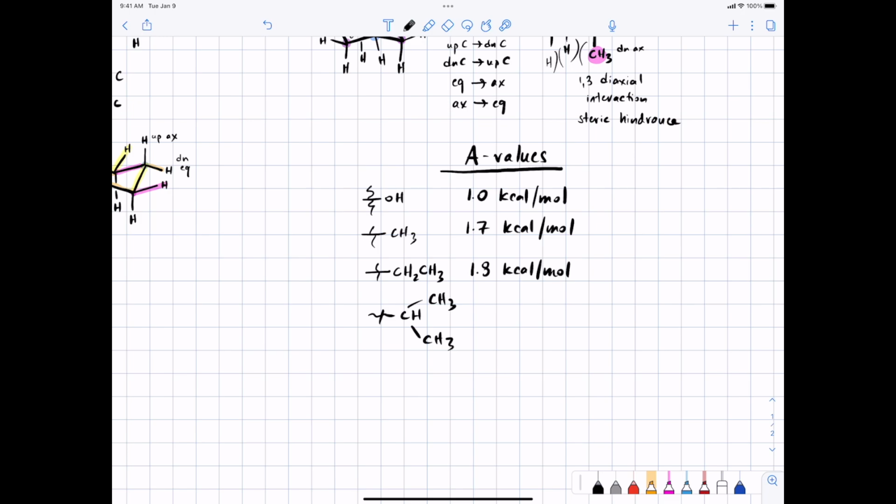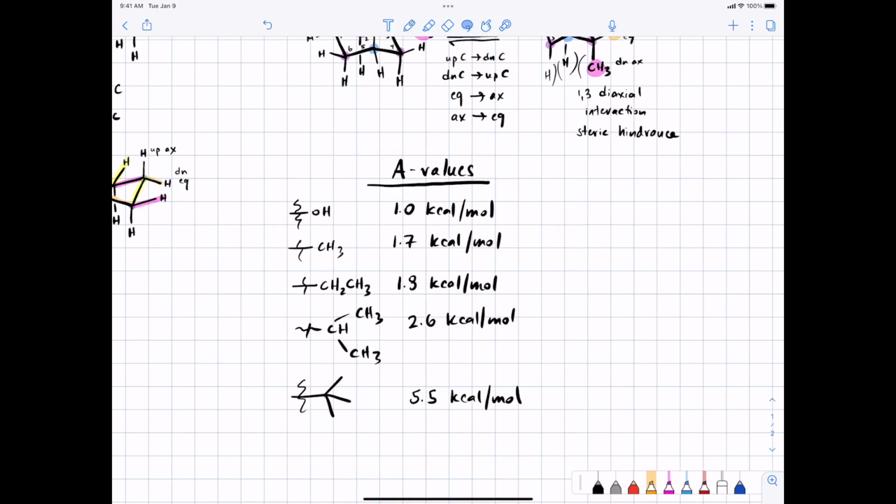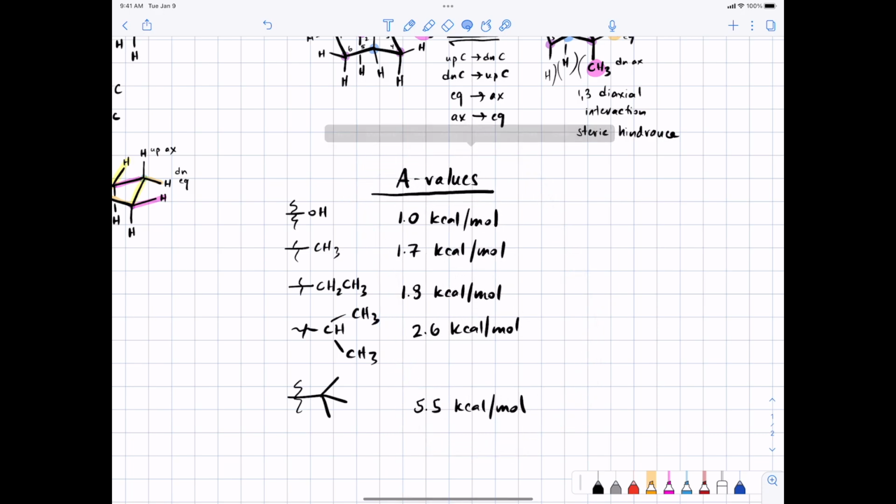The A value for the isopropyl group is 2.6. And then there's going to be a huge jump, as I think I showed you last time, when we go to t-butyl, because now you can't get any of the methyl groups out of the way. Okay, another point: one of the things that affects how big things act in organic chemistry is whether or not they can get out of the way of other stuff.